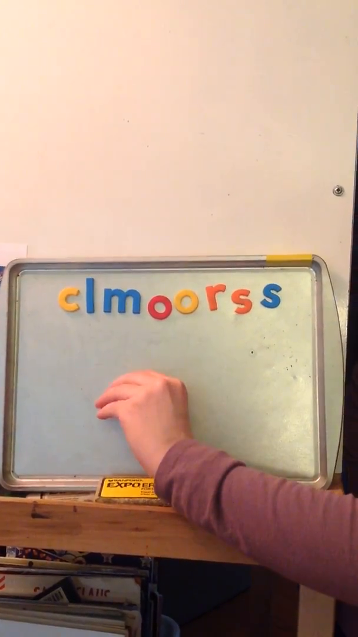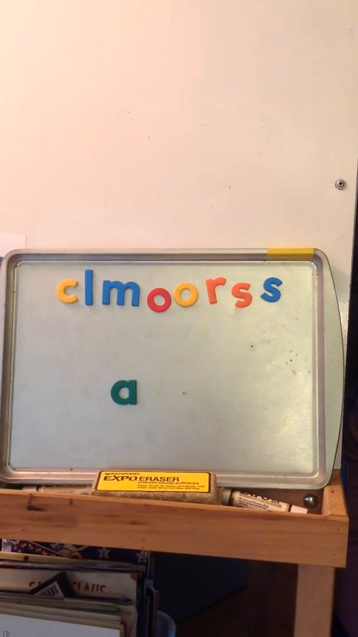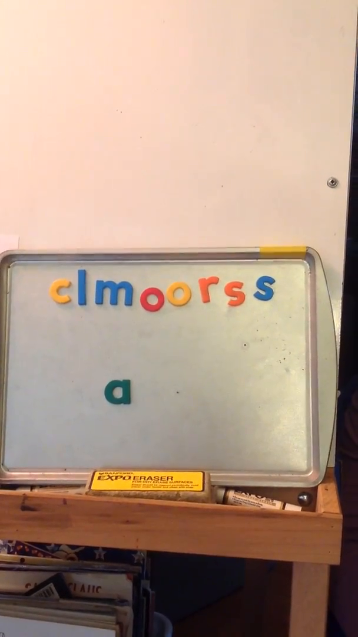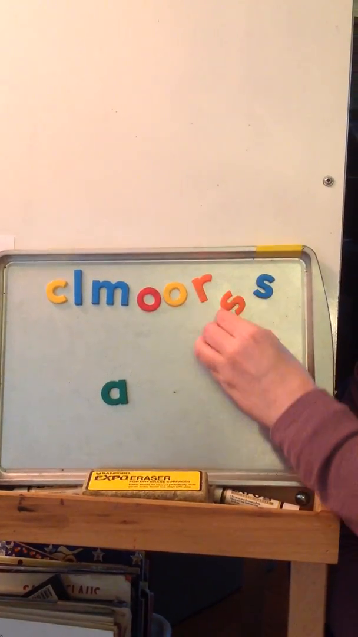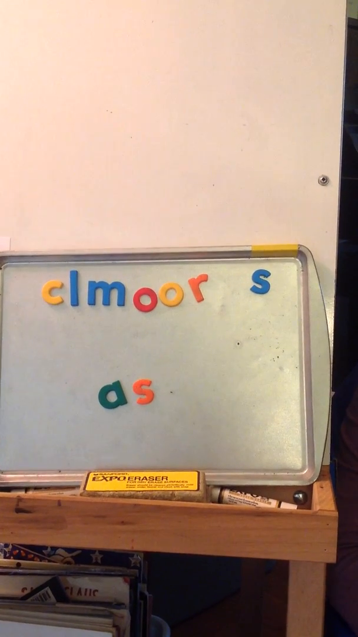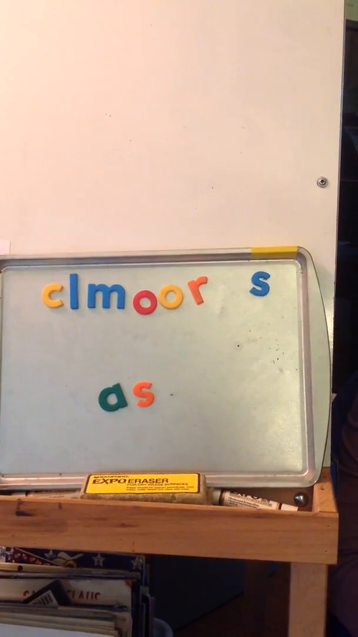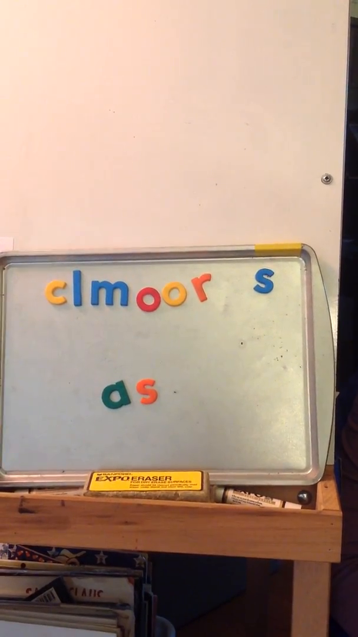Okay, the first word I want to see if you made is the word A. If you don't have the letter A, add it to your list. If I add an S to A, I have the word as. If you don't have as, add the word as to your list.